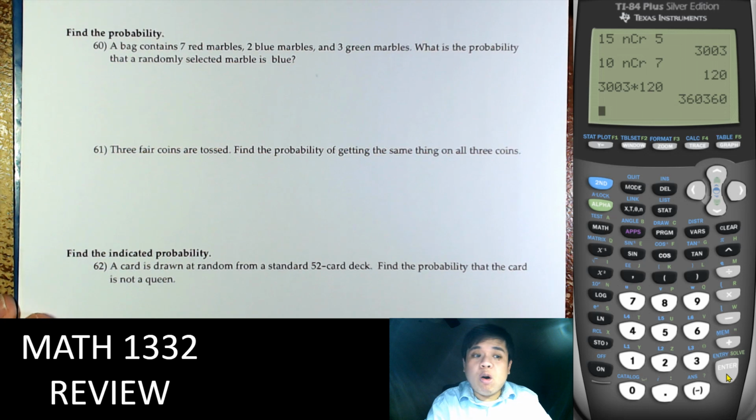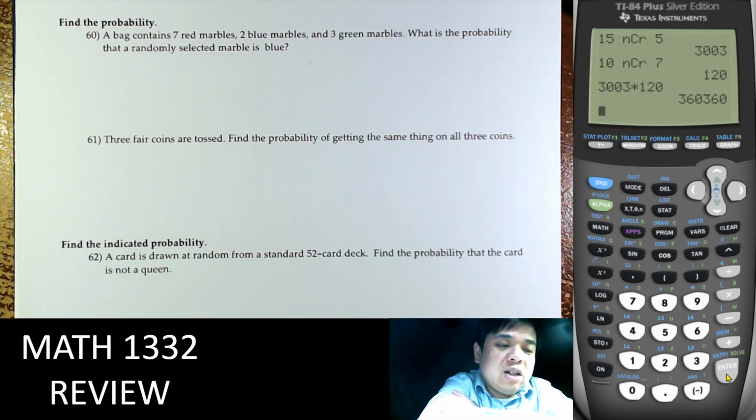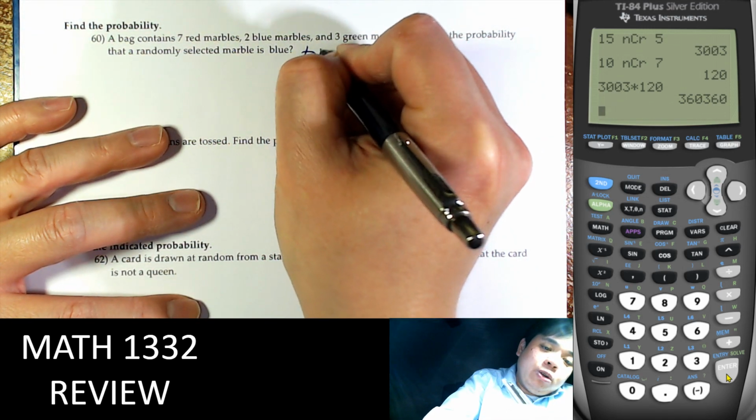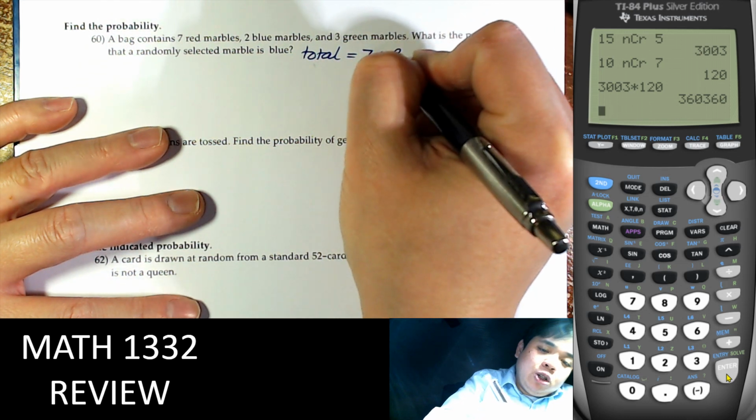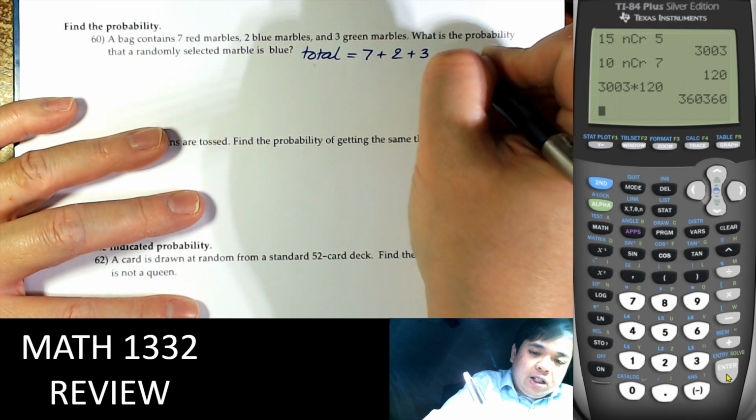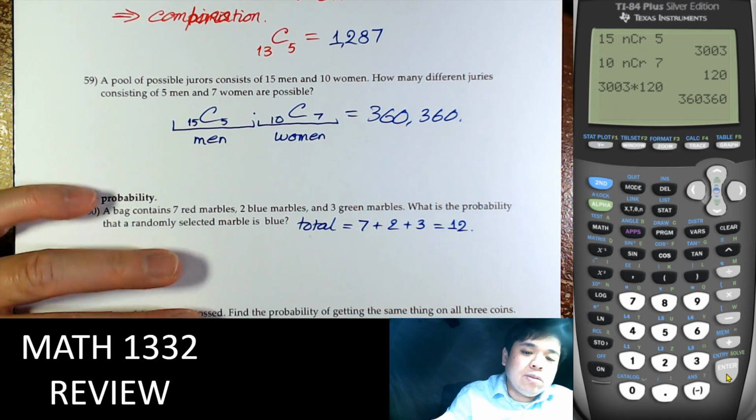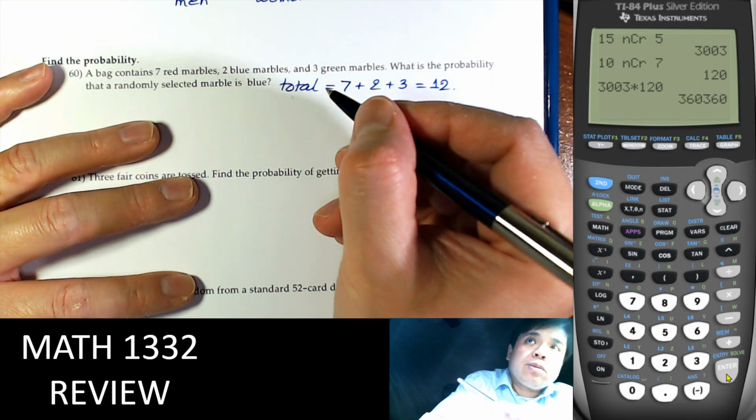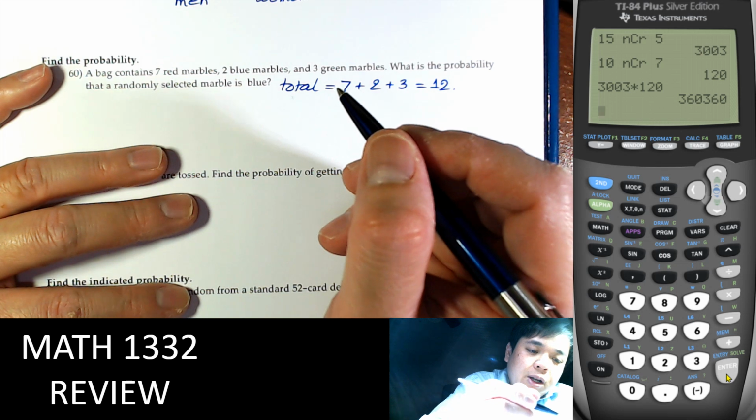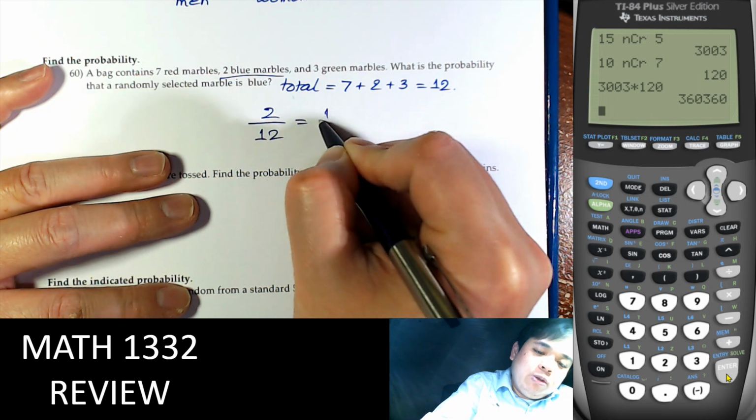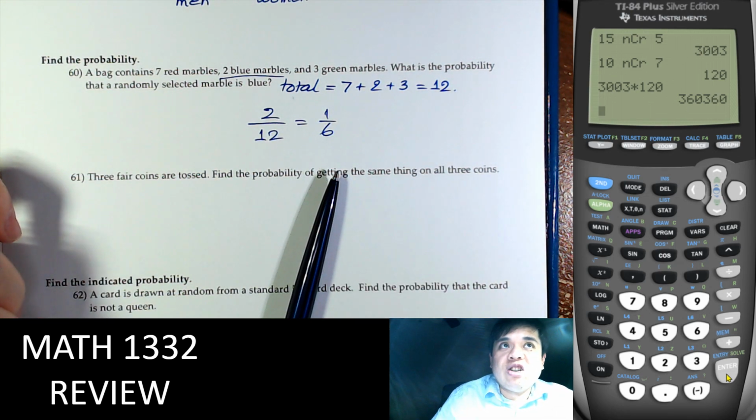Now we use counting to find probability. A bag contains 7 red marbles, 2 blue, and 3 green. What is the probability that a randomly selected marble is blue? So how many blue do we have? First, the total. We have 7 plus 2 plus 3, and that is 12. And now we're going to choose 2 blue out of 12. So that's 1 over 6. I think we just leave the fraction like that.